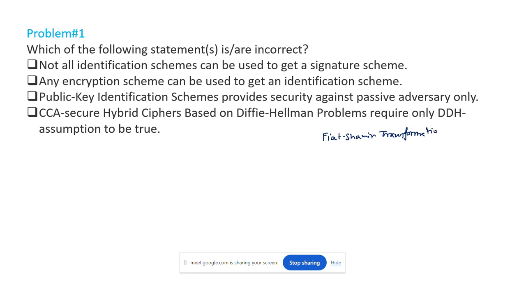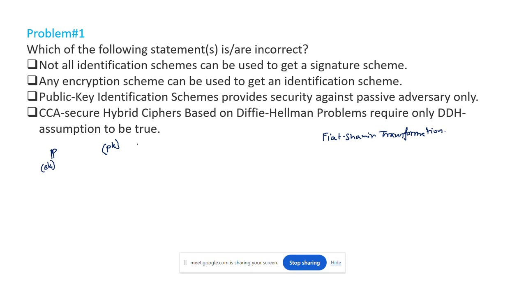Fiat-Shamir transformation, with the help of which you can basically transform any identification scheme to a one-round proof protocol. Usually in an identification scheme, if you remember how it works, someone is trying to prove their identity. Broadly, when you are dealing with a public key crypto system, I can declare that my public key is PK, and I keep my secret key with me.